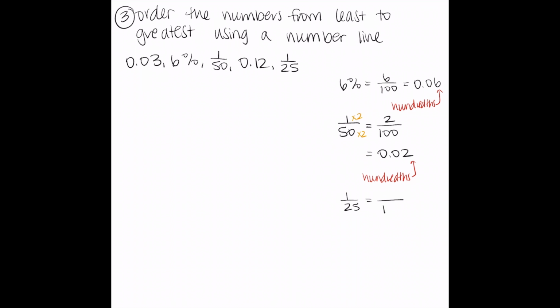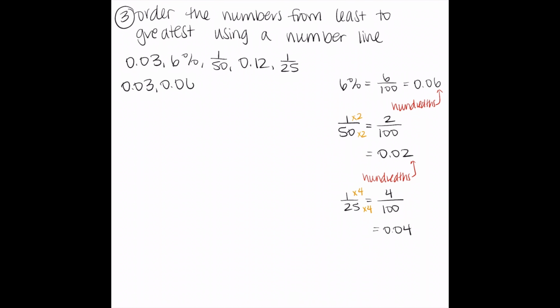The 1 over 25, though, we can convert that into a decimal. We can use the shortcut method. 25 times 4 gives me 100, right? So when I multiply by 4 top and bottom, I get 4 over 100, and 4 over 100 would just look like 0.04, right? 4 hundredths.